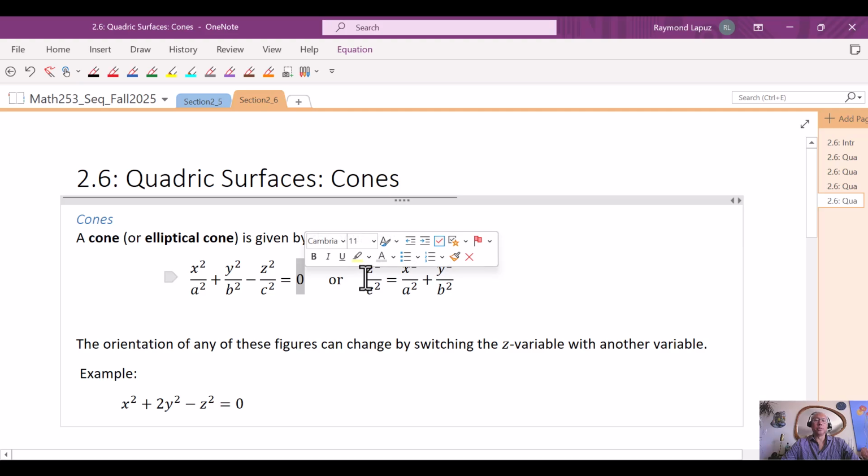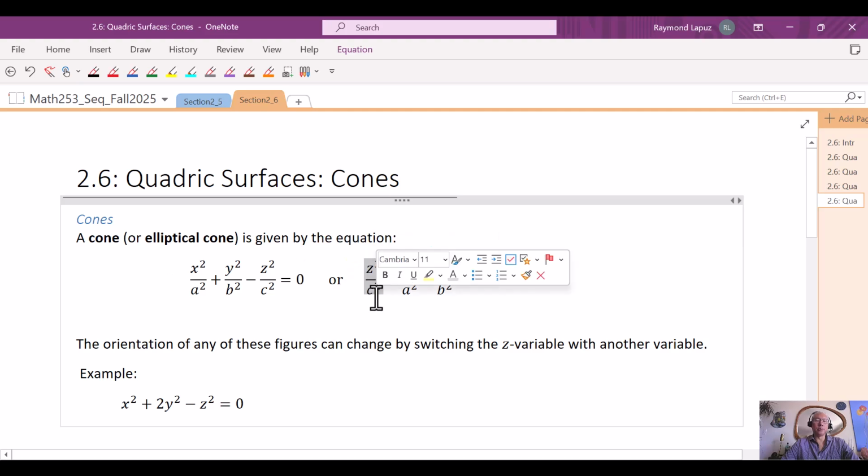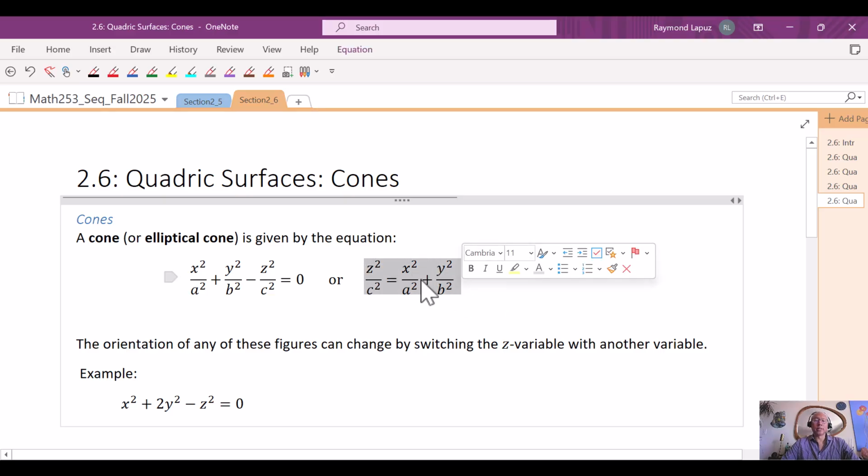That allows you to move one of the variables over to one side and then the other two variables to the other side. And now it kind of looks like a paraboloid, except the z here is squared. So those are little things to distinguish between the different types of quadric surfaces that we've studied before.